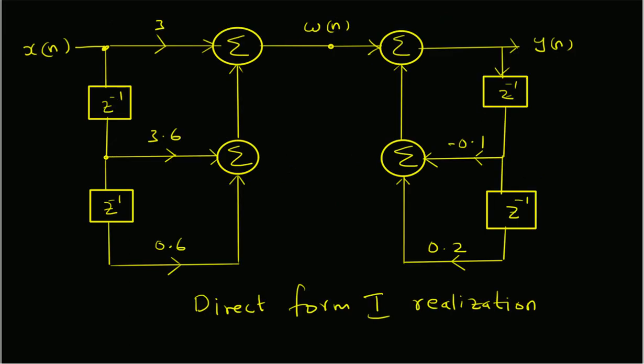So for the first part, we have the intermediate output w of n equal to 3 times x of n plus 3.6 times x of n minus 1 and 0.6 times x of n minus 2. And now w of n becomes the input to the second system. That is, y of n will be equal to w of n without delays, plus a delayed version of y of n, that is we have minus 0.1 into y of n minus 1 and plus 0.2 into y of n minus 2. So that gives the second part of the system.